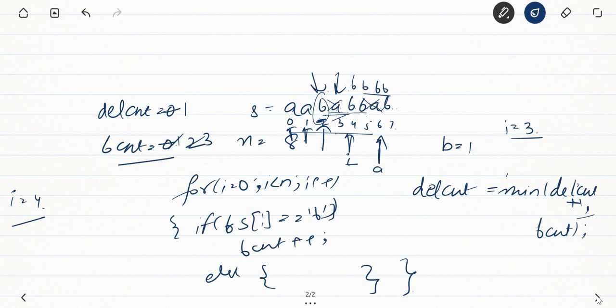Now see, at i equals to 6, the minimum value of what? What is our delete count? Now delete count is already 1. So this would be 2, as 1 plus 1. What is B's count? B count is 3. So which value should I remove? Of course, 2 over 3. So if we remove the A value, then it will work.